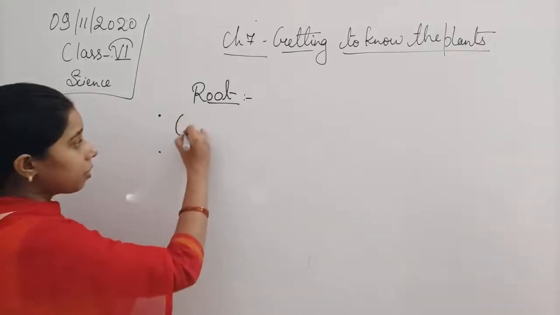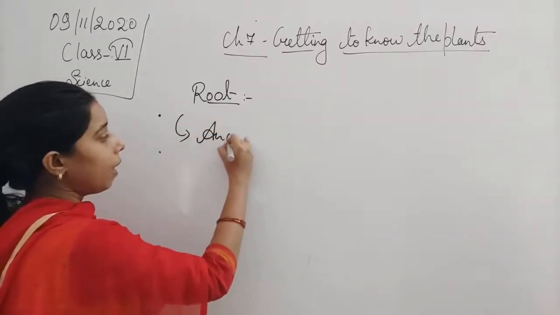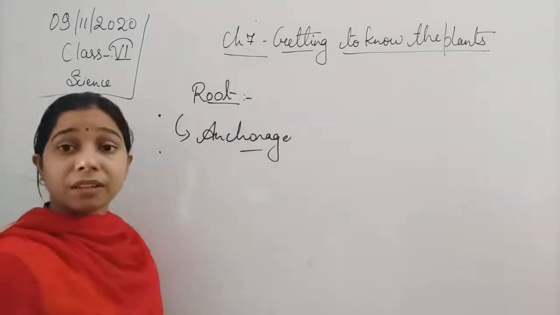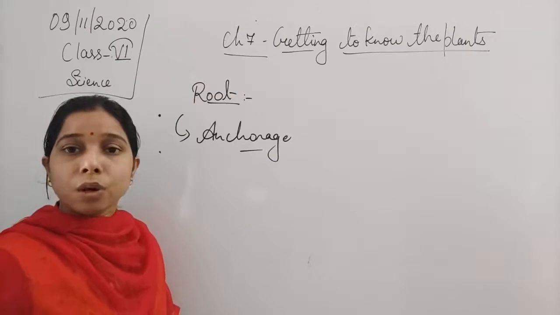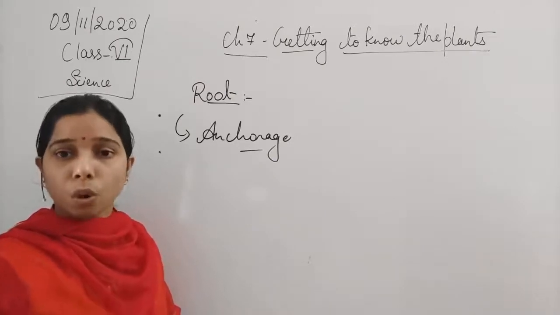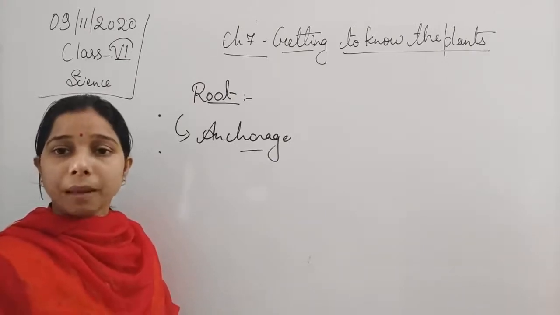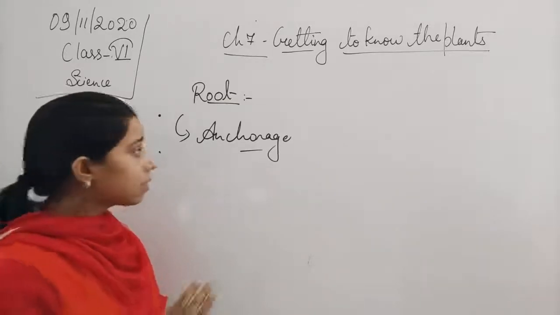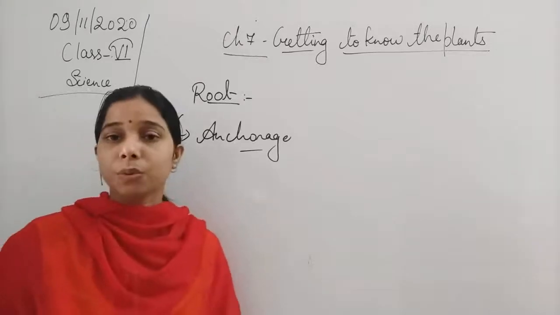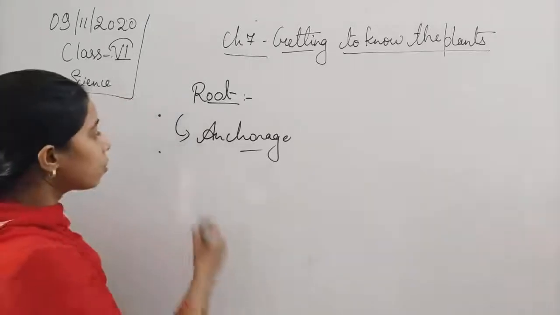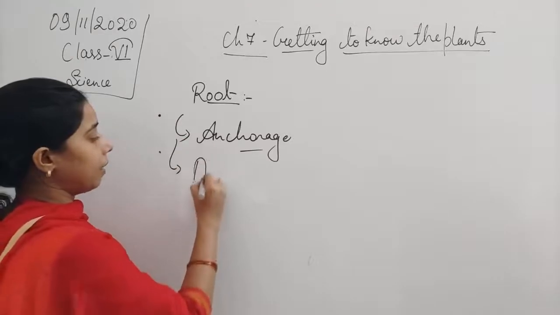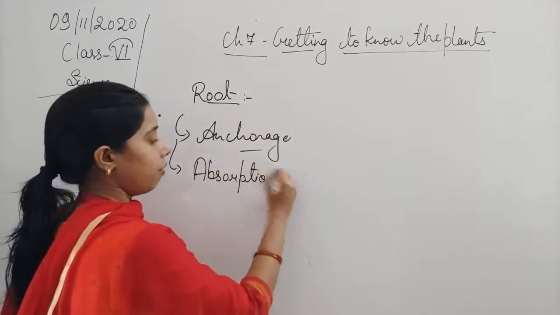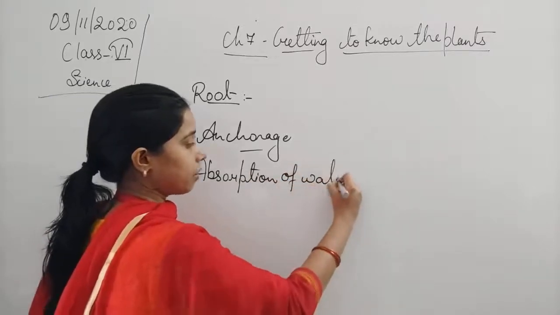So the first function we understood is that it provides anchorage to the plant. It helps the plant to get firmly attached to the soil, due to which the plant is able to stand upright properly. So the first thing is that it provides anchorage to the plant. Second, students, is a very important one: it helps in absorption of water and minerals.